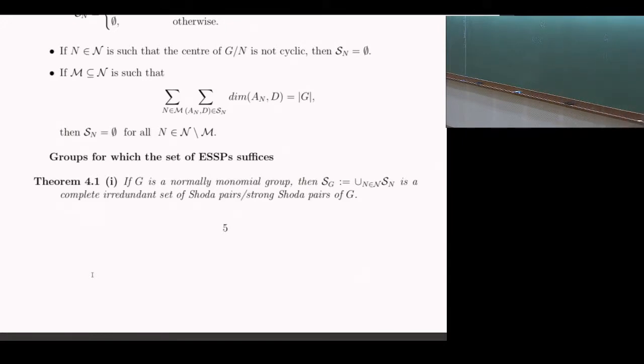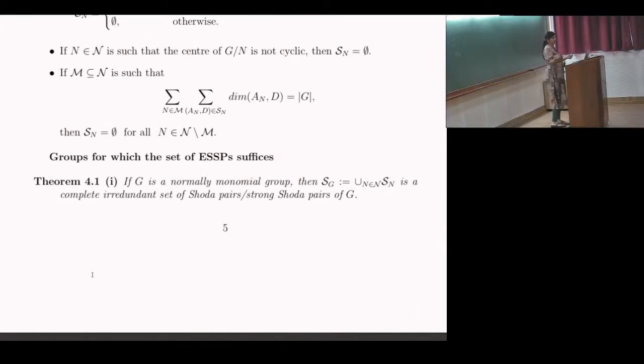Okay, so this has been proved: if G is a normally monomial group, then the idempotents that you get corresponding to these extremely strong Shoda pairs form a complete set, and in fact the converse also holds true. I'll just read out the result. If G is normally monomial, then this is a complete irredundant set of Shoda pairs as well as strong Shoda pairs. You're not going to get any more. Okay? So that leads to another question. Which groups are normally monomial? That is the next obvious question. We'll come to that as well.